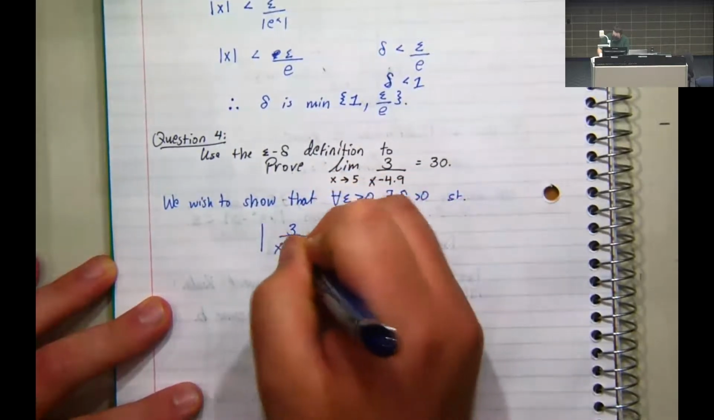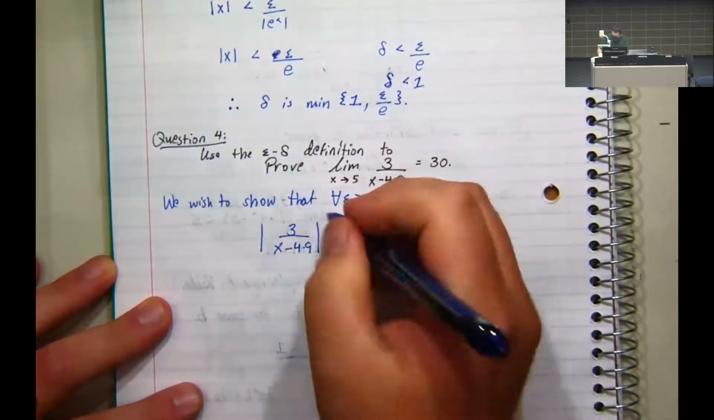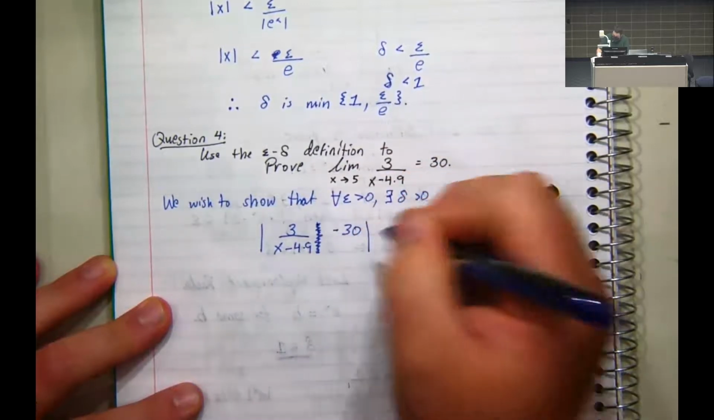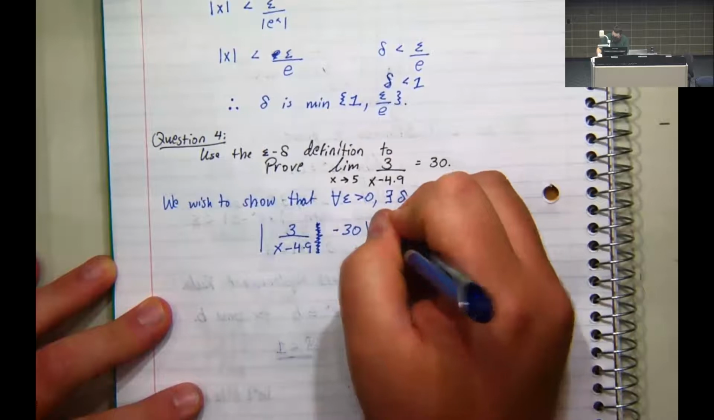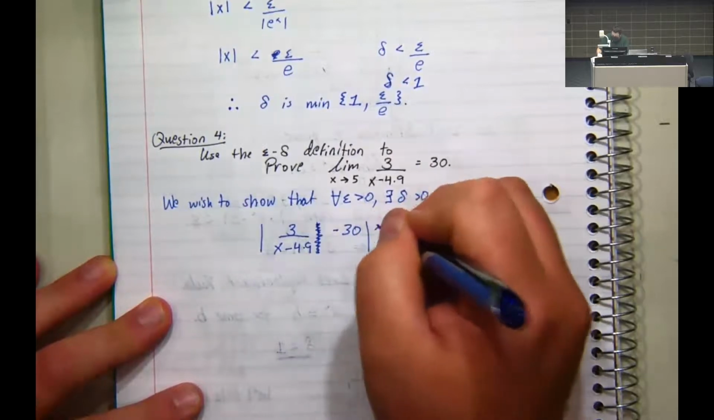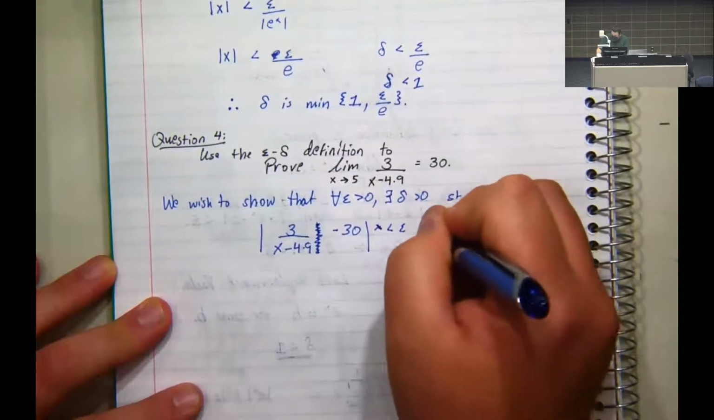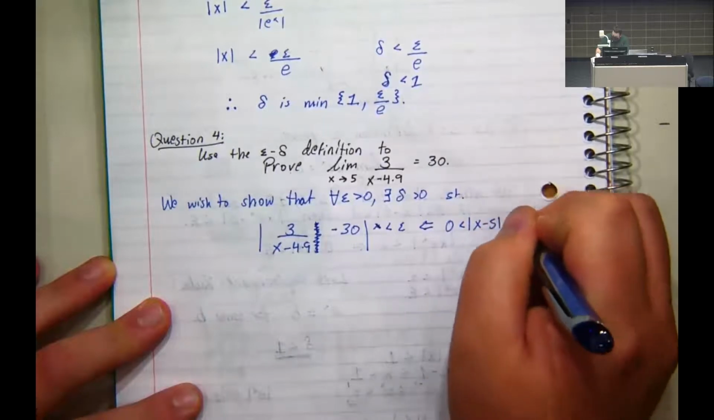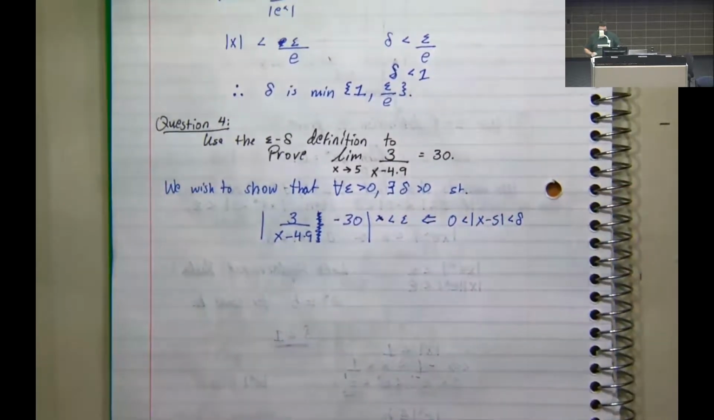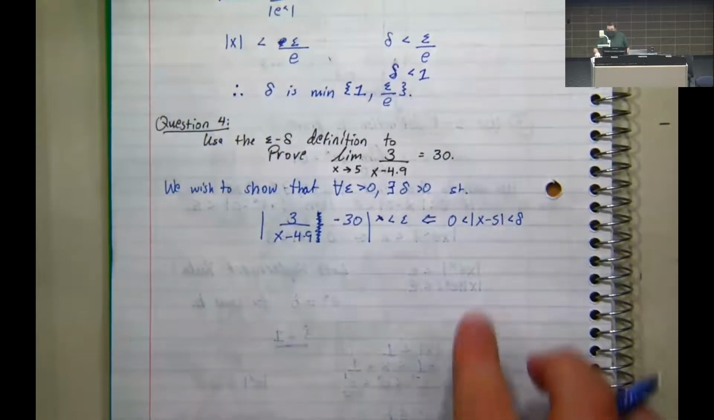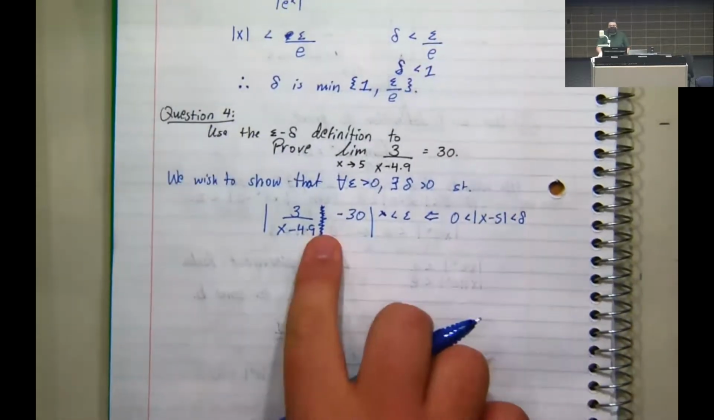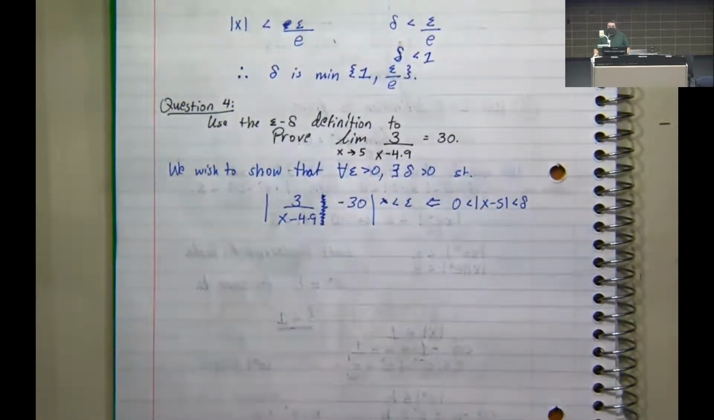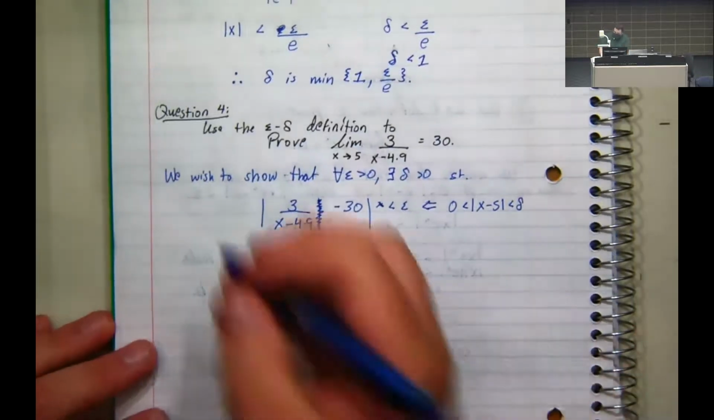The absolute value of 3 over x minus 4.9 minus 30 is less than epsilon. And that comes from 0 is less than the absolute value of x minus 5, which is less than delta. Okay, with our other examples, our goal was to get an x minus 5 on this side of the equation, and there's no obvious x minus 5 there.